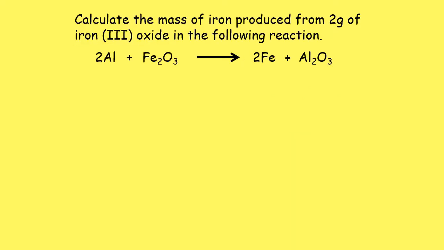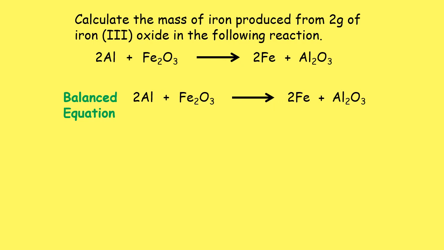So we've got a second example. Calculate the mass of iron produced from 2 grams of iron oxide in this reaction. So we're going to look at method 1 first. So method 1, we've got a balanced equation. Well, that's what we have.